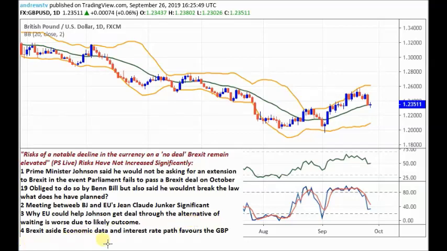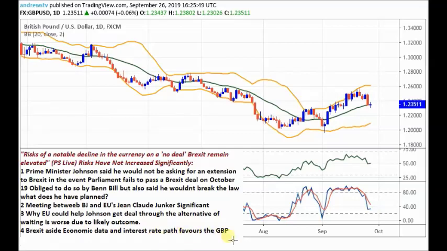Also, Brexit aside, economic data favours the UK. The Eurozone is nearly in recession. The interest rate path obviously favours the GBP. The ECB is cutting rates, and the UK is the only central bank looking to raise rates. So for me, a bit of a knee-jerk sell-off.